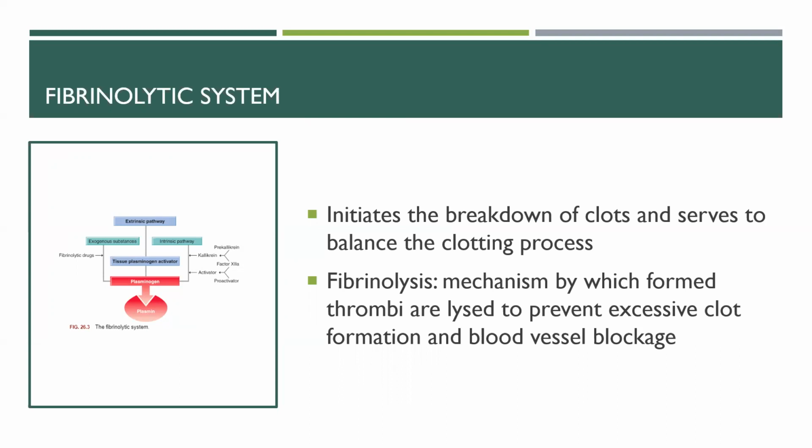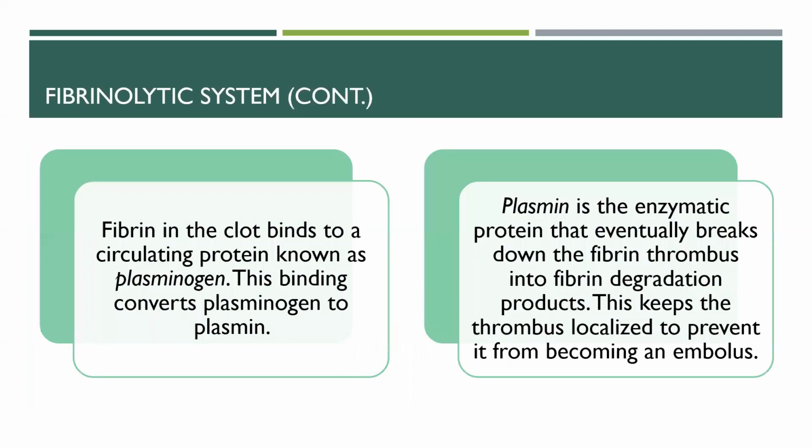So your body has this process where I have some sort of cut, I clot, and then when I'm done with that and everything's going back to normal, I've got other factors that come in to break up that clot. Fibrin in the clot binds to a circulating protein known as plasminogen. This binding converts plasminogen to plasmin, and then plasmin is an enzyme protein that eventually breaks down the fibrin thrombus into fibrin degradation products.